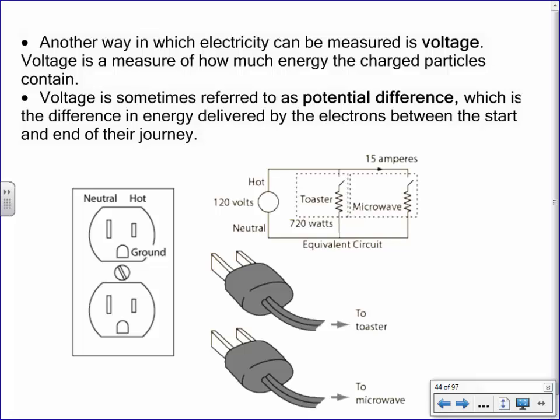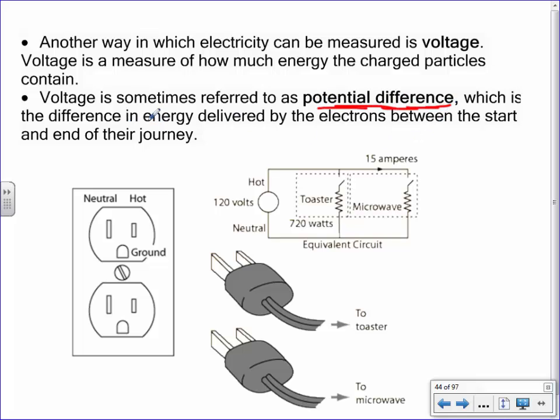So the width of the hallway means that more people can fit. That's current. The more that can fit through the wire, that's your current. But the faster they move or the more energy they come with, that's your voltage. And we call voltage by a few different names. Sometimes we call it a potential difference.